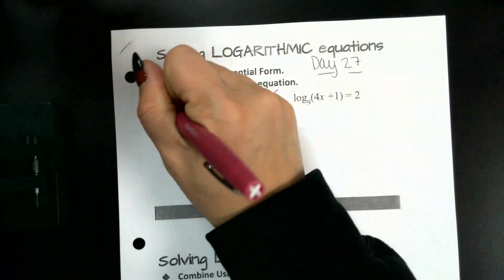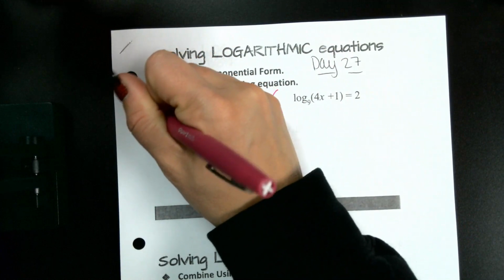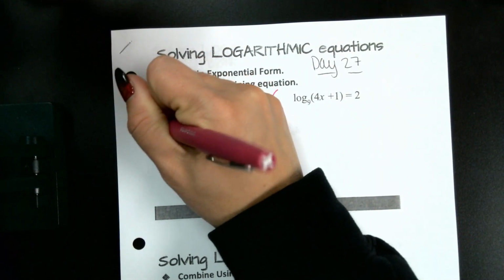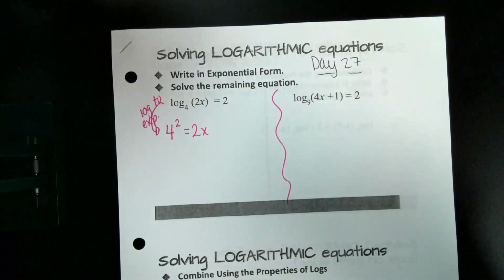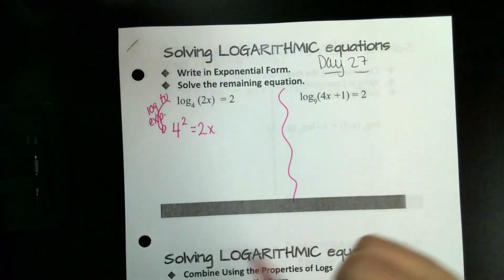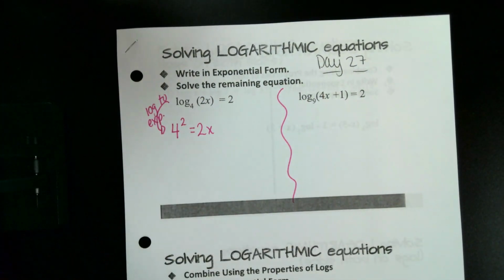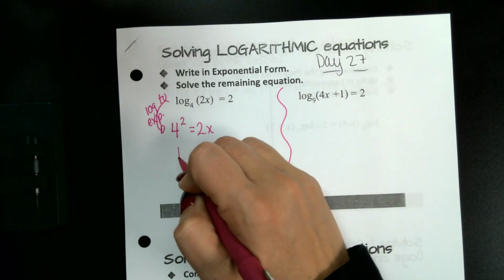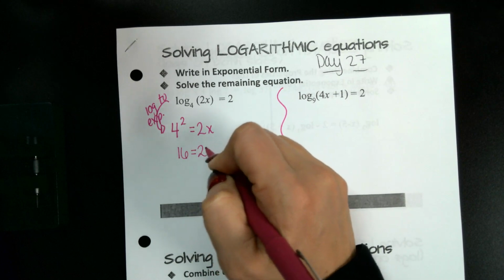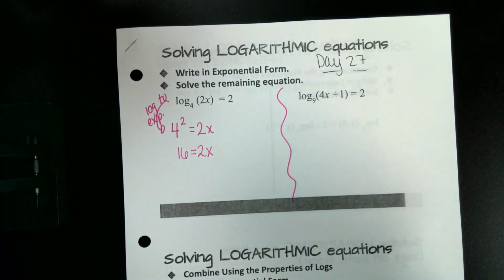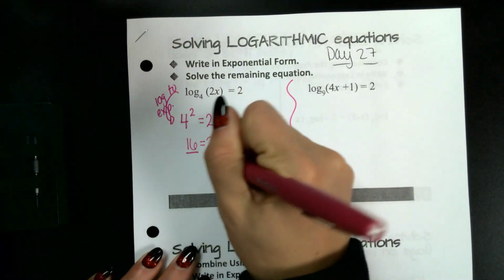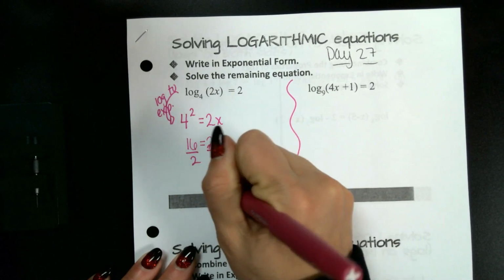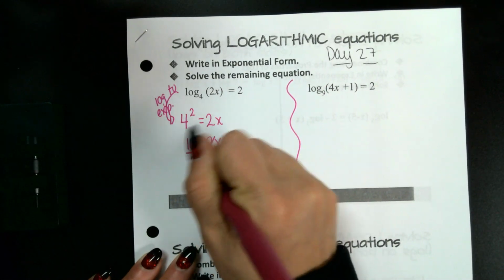Yeah, so we're going from log form to exponential form. That's what we do on the first step. And now it's just a matter of solving that equation. So what is 4 squared? 16. And then we just divide by 2, right? So x equals 8.